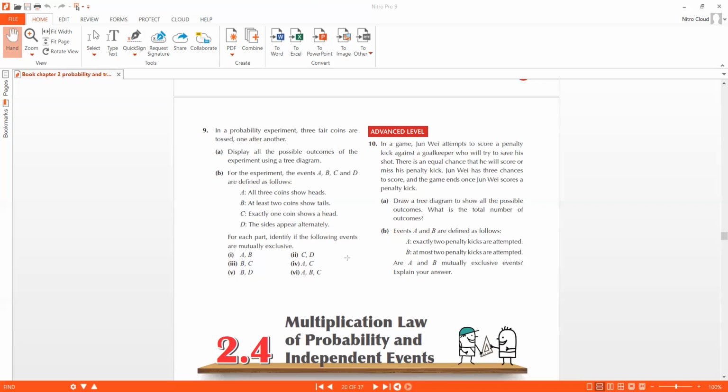According to this condition, once the kick is scored, Junwei has won. If she hasn't scored, it means Junwei will get another chance to kick. And even in the second one, either Junwei will hit the mark or she won't. If she won't, then she will have a third option. Oh, so that's why I have to do it three times.